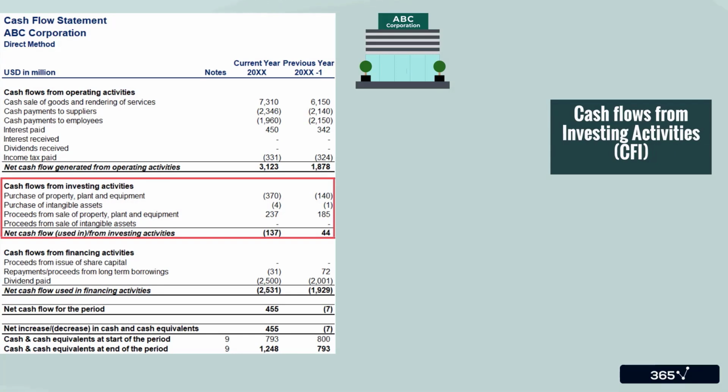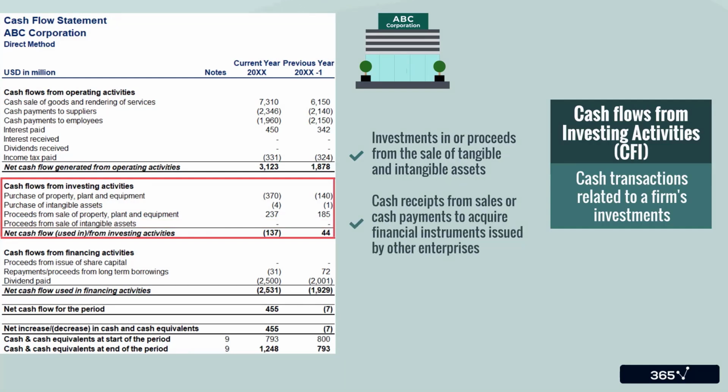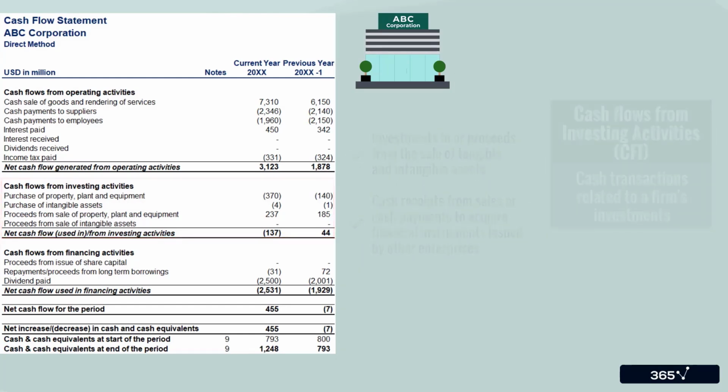The cash flows classified under this heading tell us the extent to which new investment in assets will generate future cash flows. We observe that investments in or proceeds from the sale of tangible and intangible assets are often included in this section. In addition, it records cash receipts from sales or cash payments to acquire financial instruments issued by other enterprises. All right, what else is there?